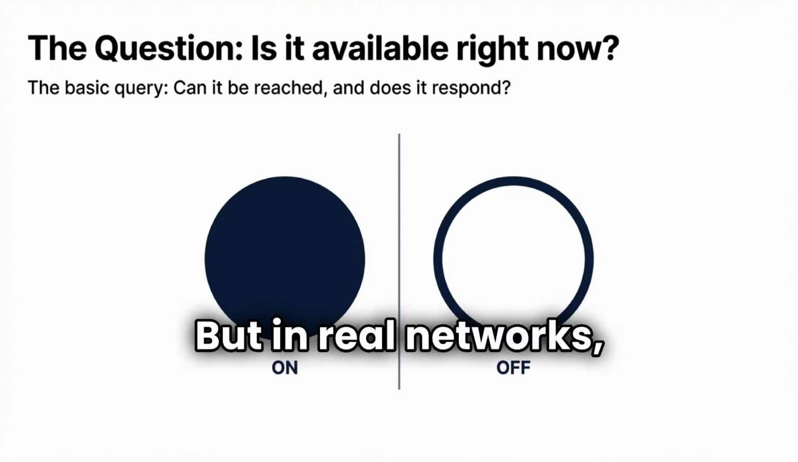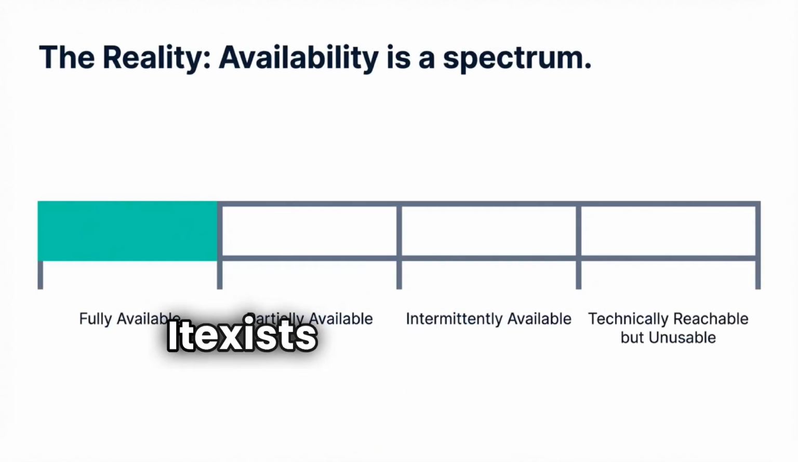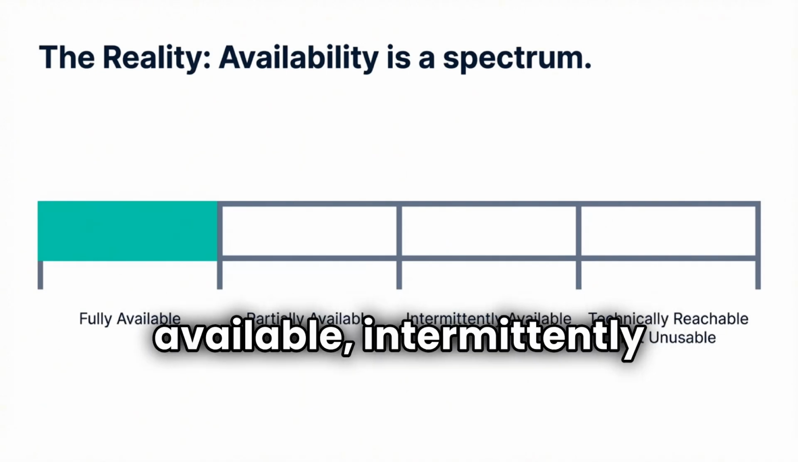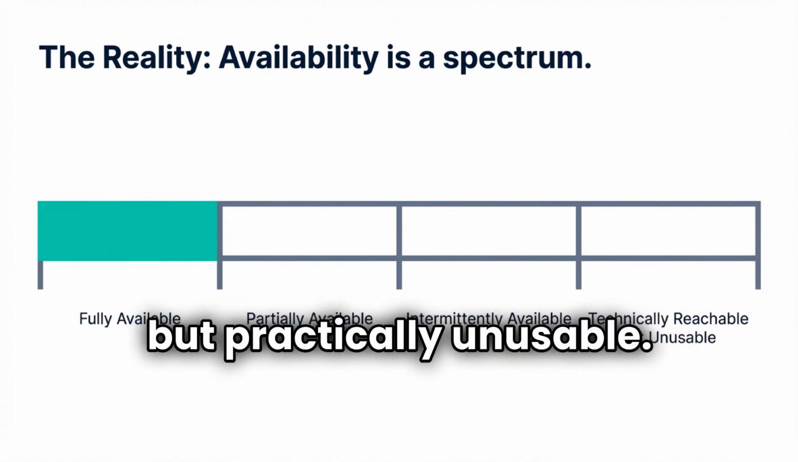But in real networks, availability is not just on or off. It exists on a spectrum. An endpoint may be fully available, partially available, intermittently available, or technically reachable, but practically unusable.